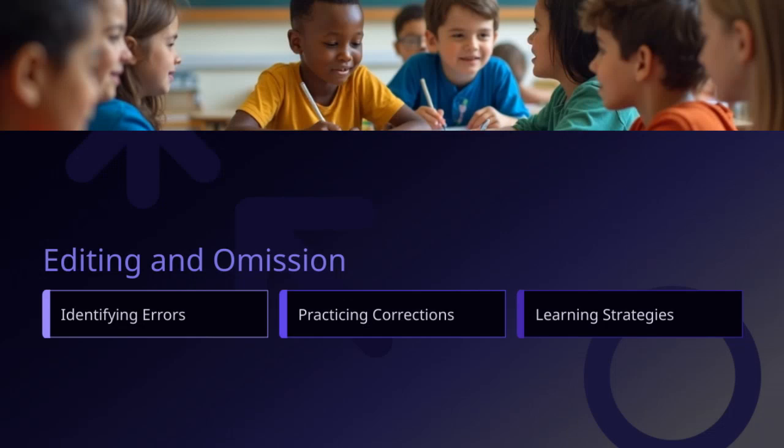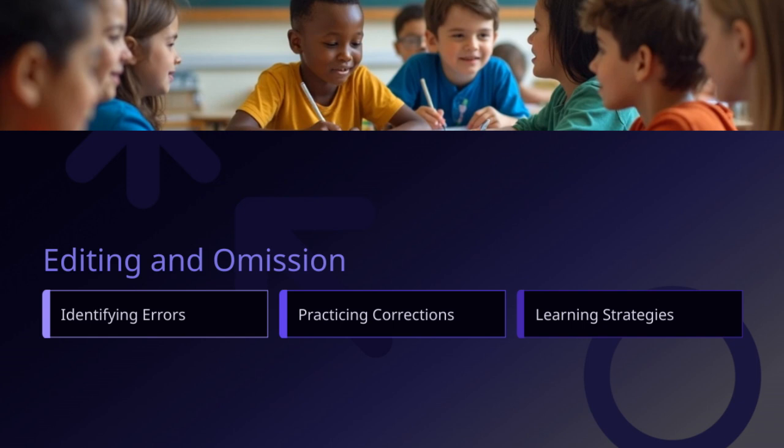Let's talk about some effective learning strategies that can really help improve your skills. First, practicing corrections is key. When you identify mistakes and actively correct them, you're reinforcing the right way to do things. It's a hands-on approach that makes your learning stick. Next, identifying errors is a crucial step. Becoming aware of where you tend to go wrong allows you to focus your efforts on those areas. This self-awareness is what guides your practice and helps you make meaningful progress.